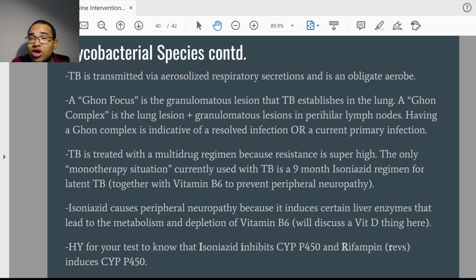And the thing is, if you have a Ghon complex, it means you've either had an infection that resolved, okay, or an infection that's latent, right? Or you have a current primary infection. Although usually it's more like resolved infection or current primary infection, right? And again, TB treatment is straight up a multi-drug regimen, right? So you do the RIPE regimen. Basically, RIPE regimen is rifampin. Remember that revs up cytochrome P450. That causes orange urine, right? That's nephrotoxic and hepatotoxic.